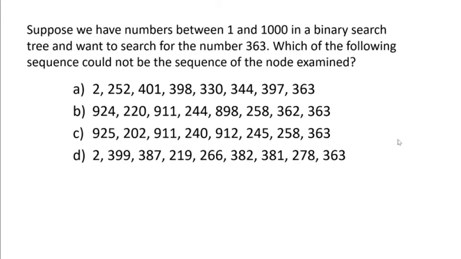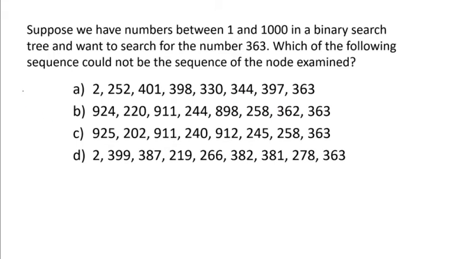Can you give me the answer for this? One best thing you can do with this is try to draw the tree. Suppose we have numbers between 1 to 1000 in a binary search tree and want to search for the number 363. Which of the following sequences could not be the sequence of nodes examined? Out of these sequences, which is the wrong sequence? That is what he is trying to ask, right?